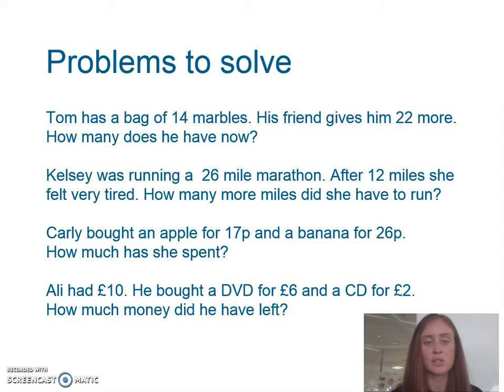Here are some questions that you can have a go at yourself. Everyone's bar models might look slightly different, which doesn't matter as long as it's something that you can understand. If you want to draw pictures, you can, but you don't have to. Have a go and let me know how you get on.